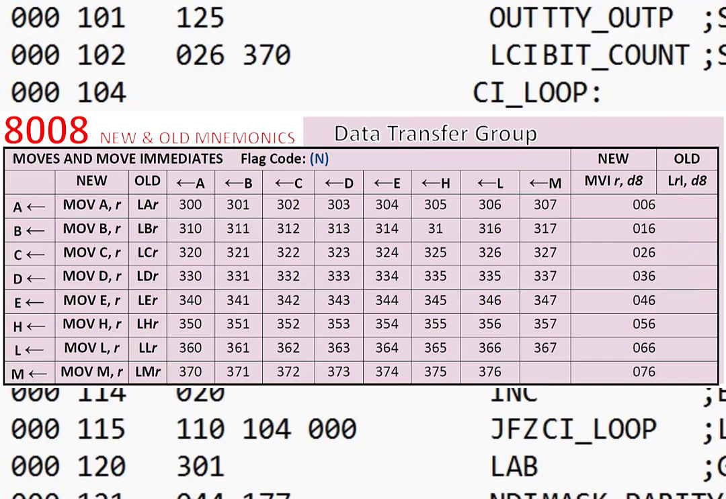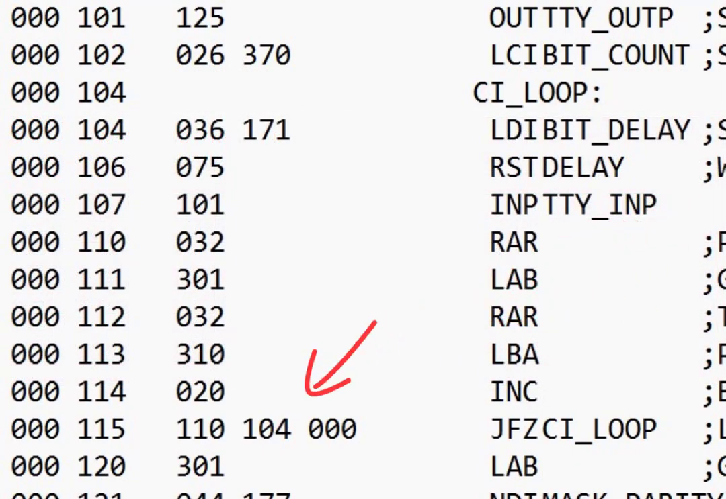So that will actually take 2 bytes in memory for that instruction. Then there's the 3-byte instructions like jump.